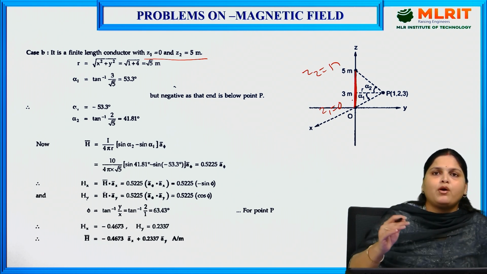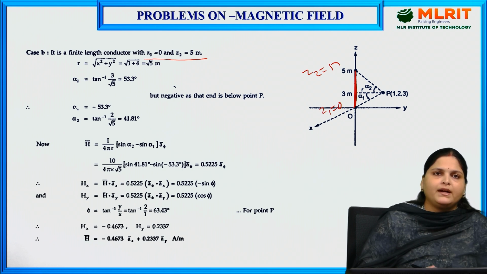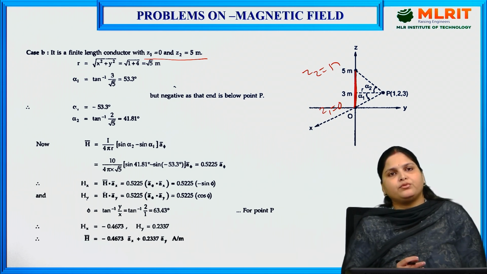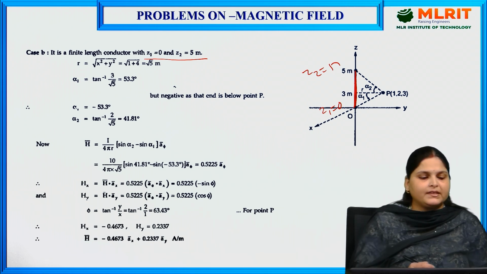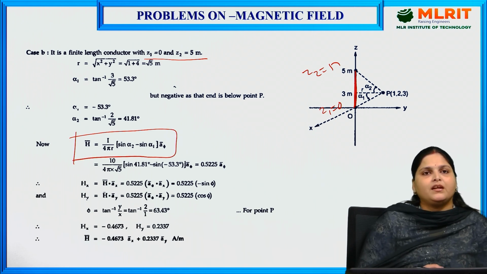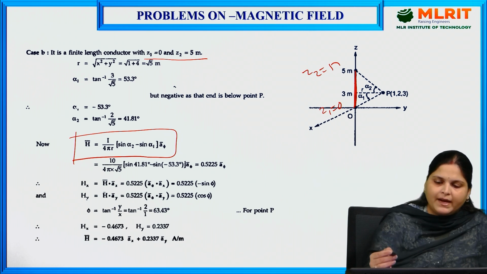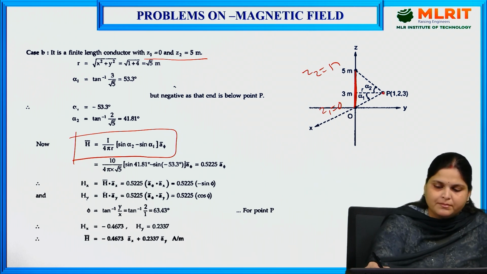in the positive z direction. Okay, and also we know that the field intensity due to a finite length current carrying conductor is I upon 4 pi r (sin alpha 2 minus sin alpha 1) a phi. Now how will we find alpha 1 and alpha 2? This is a simple procedure. This is point P where we need to find the field intensity.